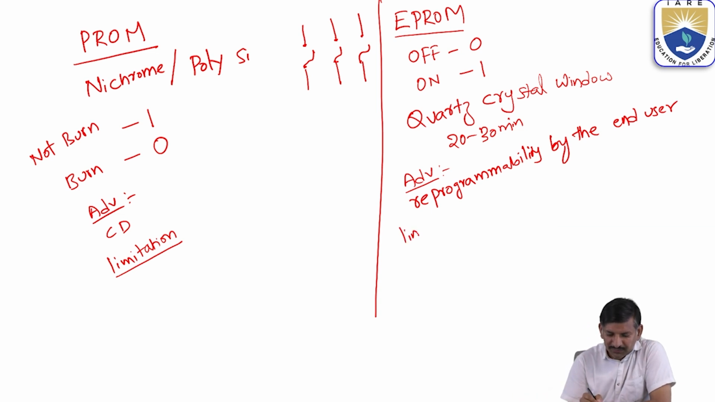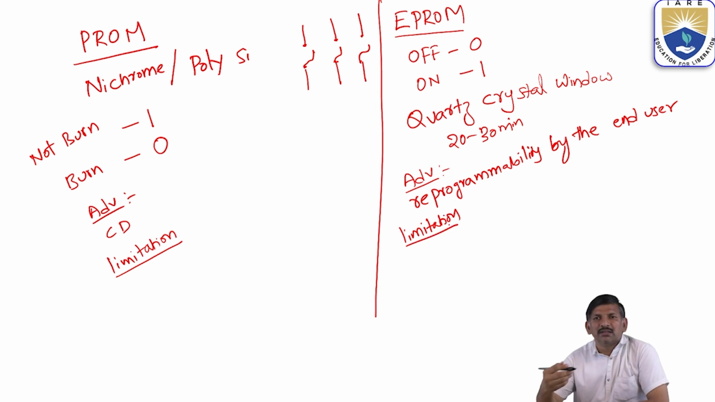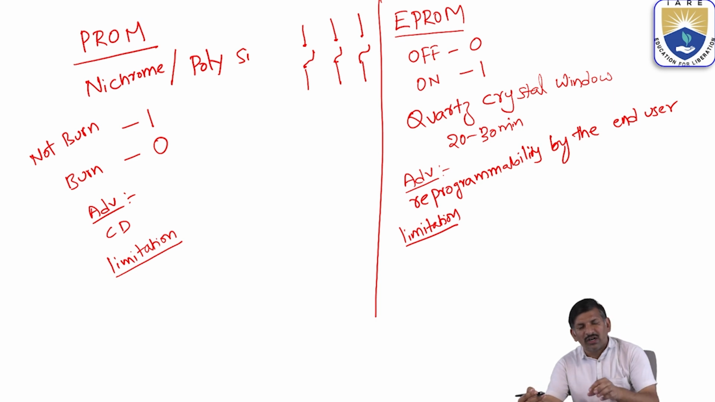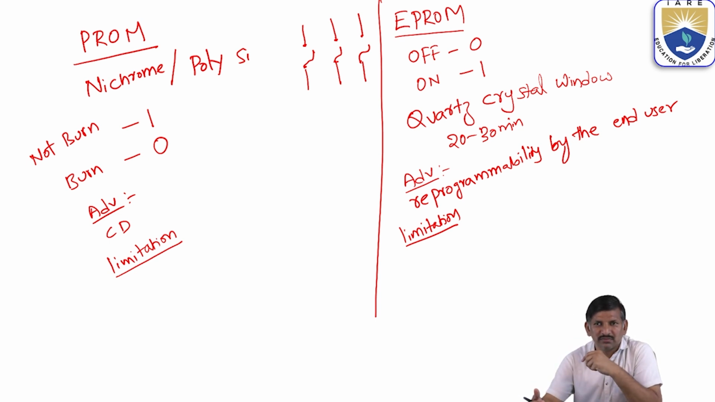Limitation is, it is somewhat complex to remove the quartz crystal window from the circuit board and expose it to ultraviolet rays. Every time we are fixing the quartz crystal window to the circuit and removing it, fixing and removing make it somewhat difficult. So that is the limitation for erasable, programmable, read-only memory.